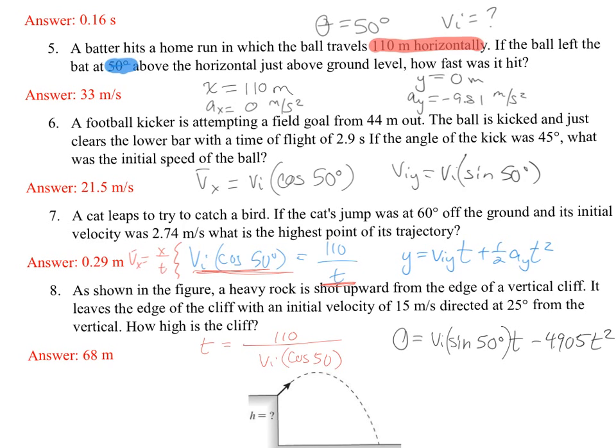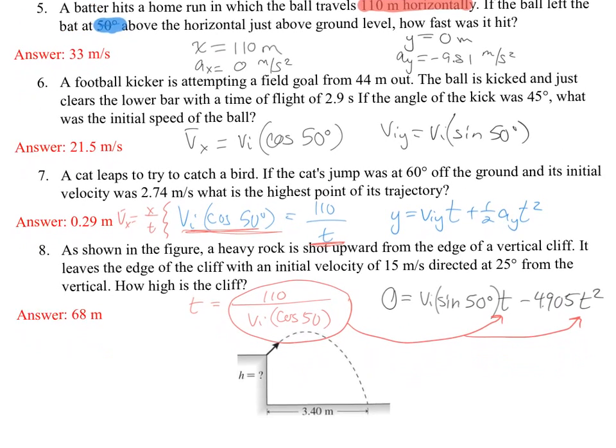It really does you no good at this point to even evaluate cosine 50. You can if you want to, honestly. It doesn't matter. But I would take this whole expression and plug it in for T in the y direction. So you're going to take this entire expression for T. You're going to plug it in here and here.